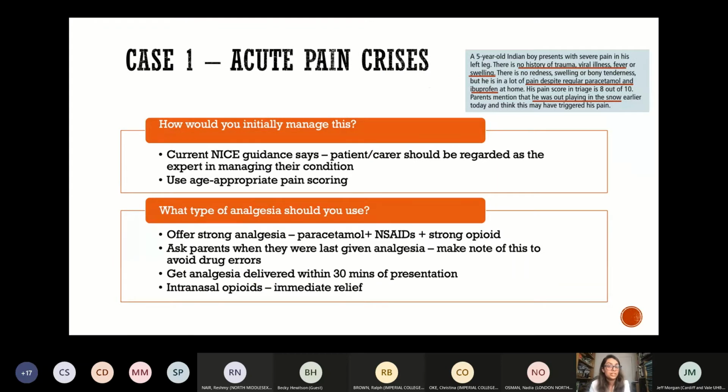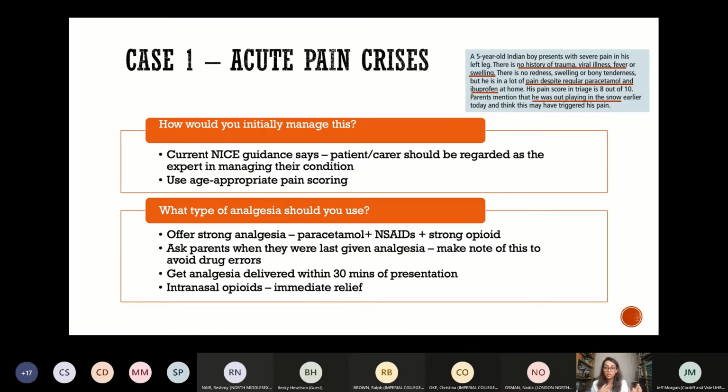So managing this patient, this 5-year-old boy with this pain, how do you manage it? Well, the current NICE guidance says that the patient or the carer or the parent should be regarded as the expert when you manage their pain. They've been dealing with this at home. This is something that happens quite often. So ask them what's been used, ask them what they've done at home on previous occasions, use age-appropriate pain scoring, as we just saw.